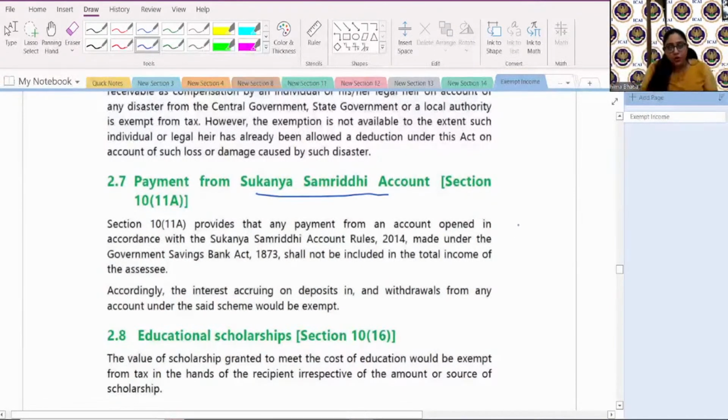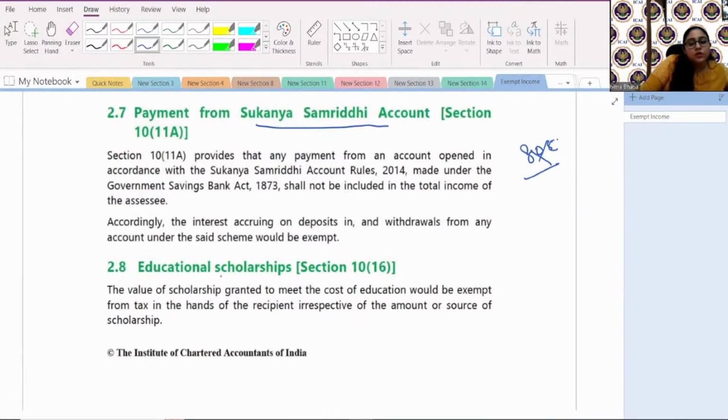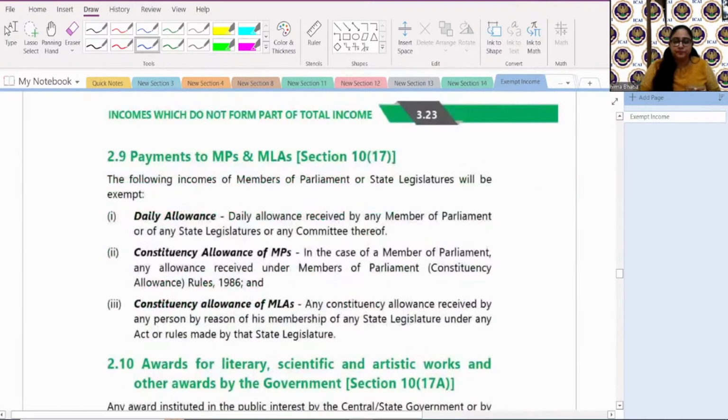Now on withdrawal, whatever amount you're withdrawing would not be taxable, or any interest which is getting credited on this account would also not be taxable. So Sukanya Samriddhi account का बहुत सारा benefit होता है. 80C में you get the reduction on the deposits which you are making. The interest, which is your income, is not taxable. Clear? Next, education purpose के लिए people get scholarships. People get scholarships irrespective of whatever amount it is. This education purpose के लिए whatever scholarships you are getting is not taxable as your income.